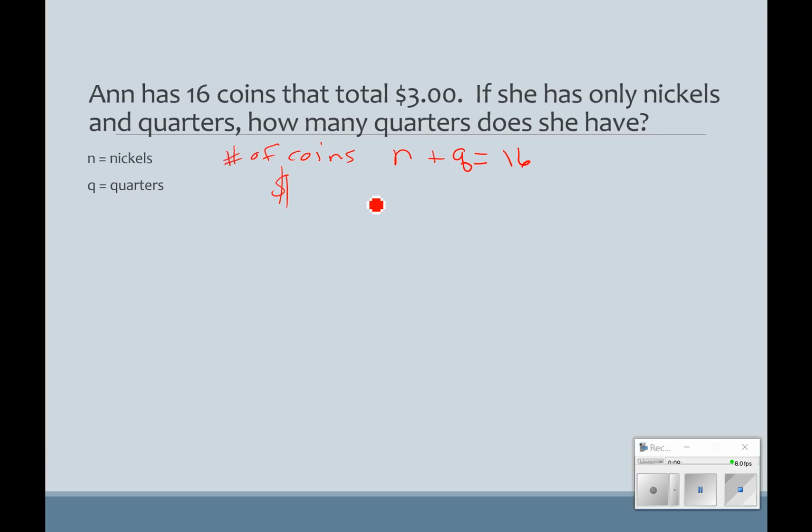So nickels are worth 5 cents. Be really careful because that's 0.05n. And quarters are worth 25 cents. So 0.25q equals 3.